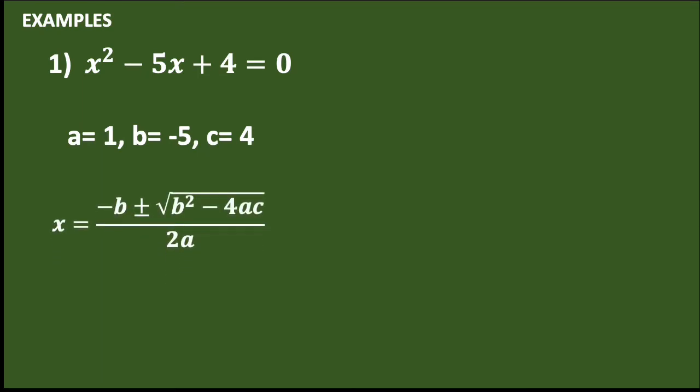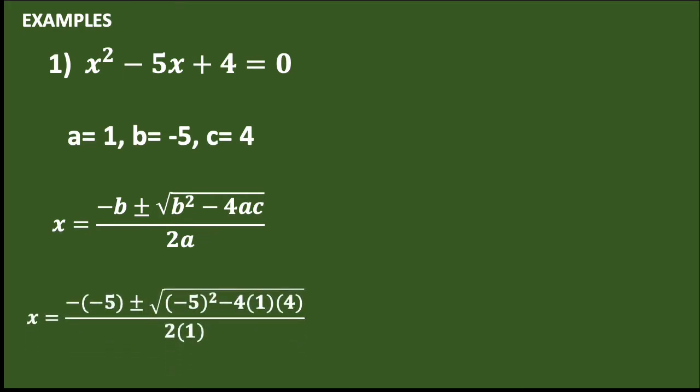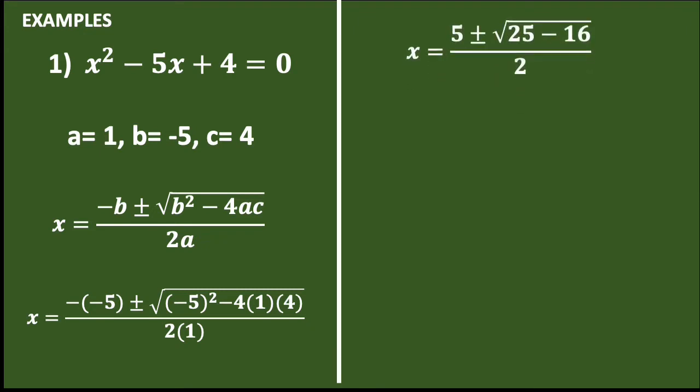Applying the quadratic formula, let us substitute each value. And it will become negative times the quantity negative 5, plus or minus the square root of the quantity negative 5 squared minus 4 times 1 times 4, all over 2 times 1. And let us now simplify. Negative sign times negative 5, the answer is positive 5.